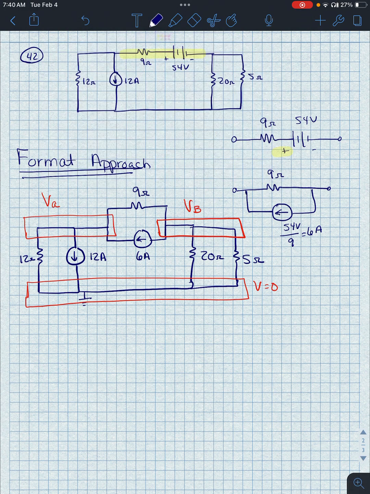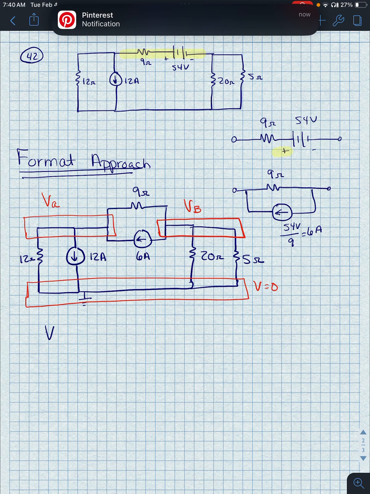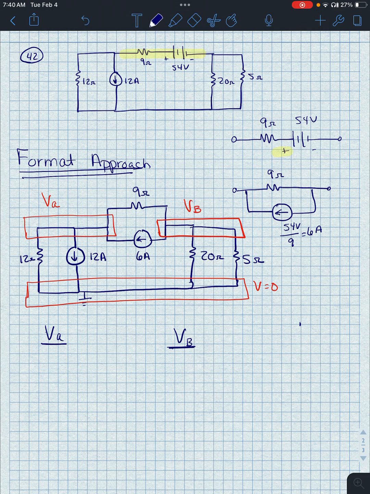And now let's talk about writing our equation. So for format approach, we know we're going to have a VA column and a VB column and a constant column on the right of our equal sign. So what we're going to do for the first equation, and that's the VA equation right here, we're going to add together all of the conductances that are connected to VA. And by conductance, I mean the inverse of the resistance.